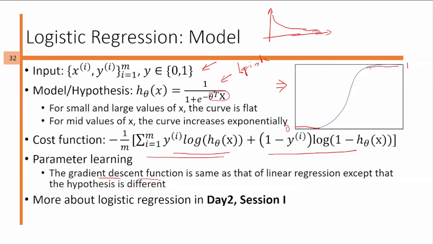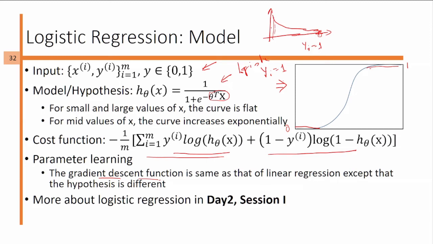So what I mean to say is, suppose your yi is 1. If your yi is 1, then it will predict a value which is close to 1, so your cost function is almost 0. And if your yi is 1 and you are predicting 0, then your cost function will be very high.